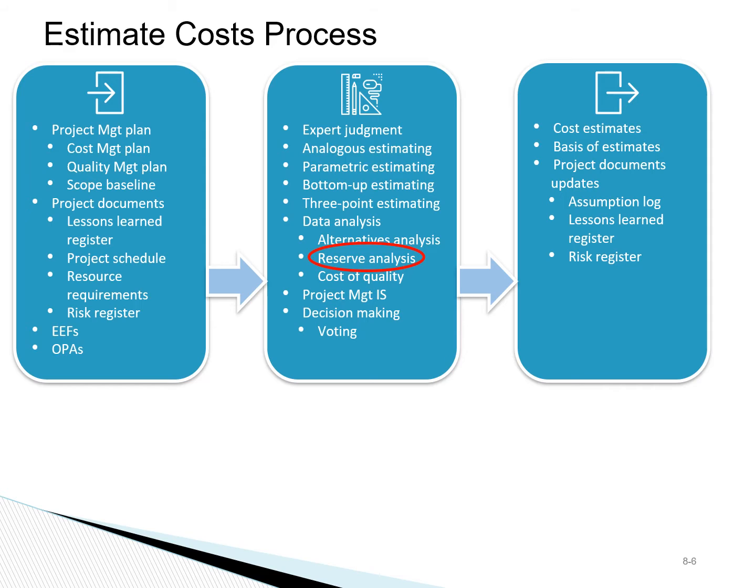This is the process for estimating costs. You see a lot of similarity between this process and the estimating process, such as those we discussed for estimating activity durations in Chapter 7. Reserve analysis is a terminology you have not seen; it is really forecasting the contingency that the project will need.